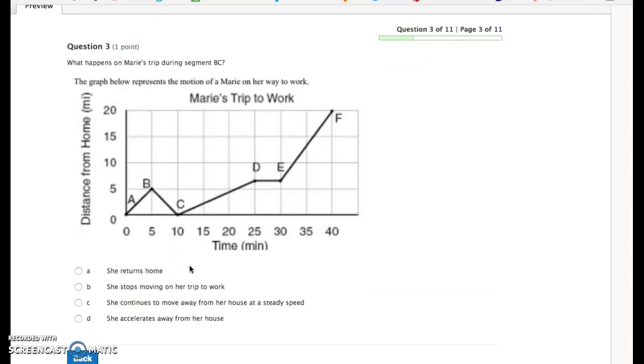Question 3. What happens on Marie's trip to work for segment BC? Here's section BC. You're moving back to the start. She starts at 5 miles from her house, and then she returns back to 0 miles from her house. So that's returning back to the start.